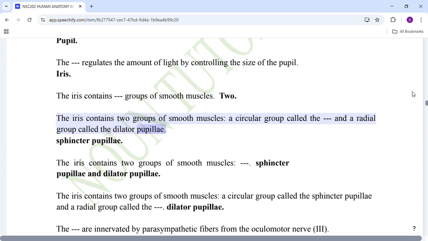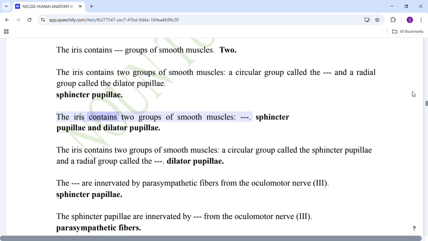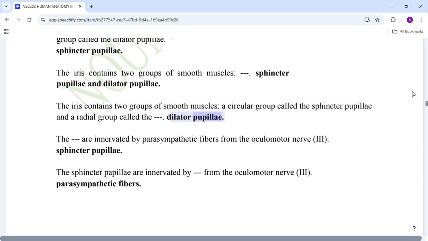Sphincter pupillae and dilator pupillae. The iris contains two groups of smooth muscles, a circular group called the sphincter pupillae and a radial group called the dilator pupillae.